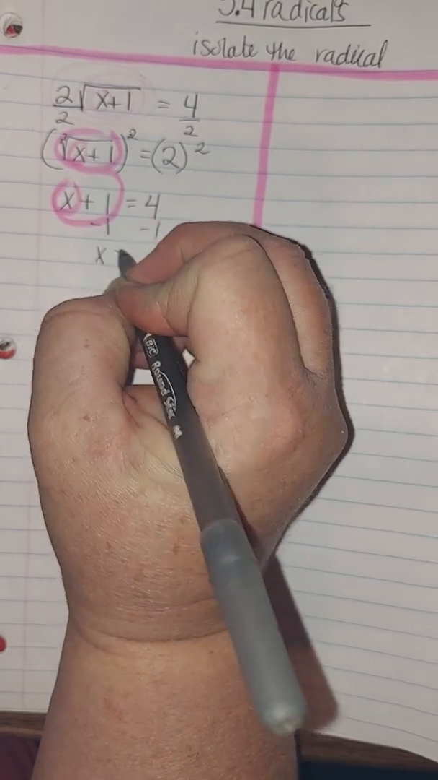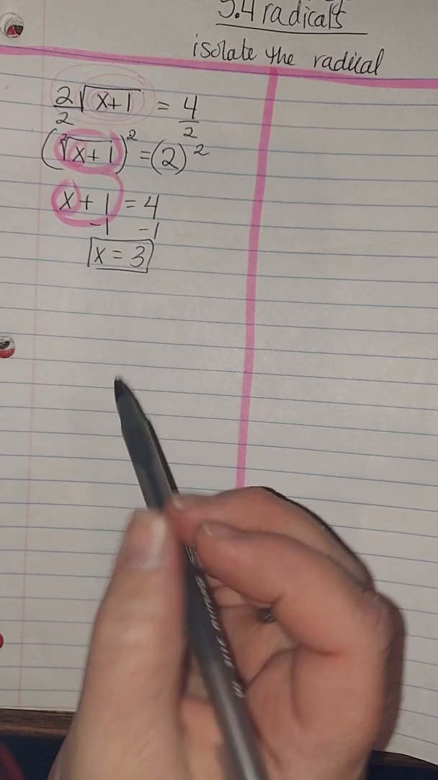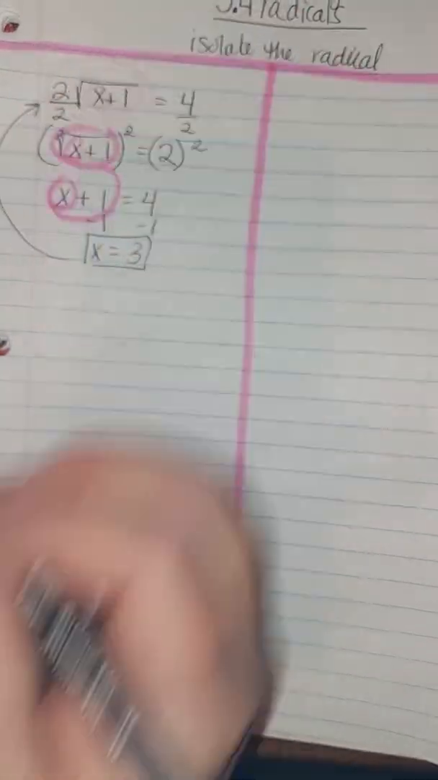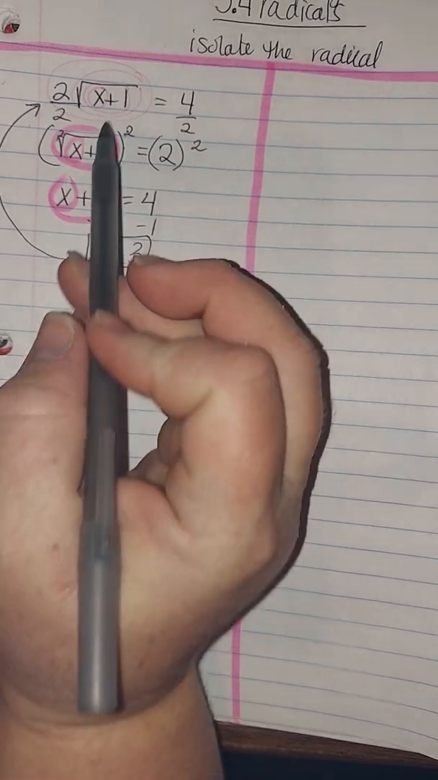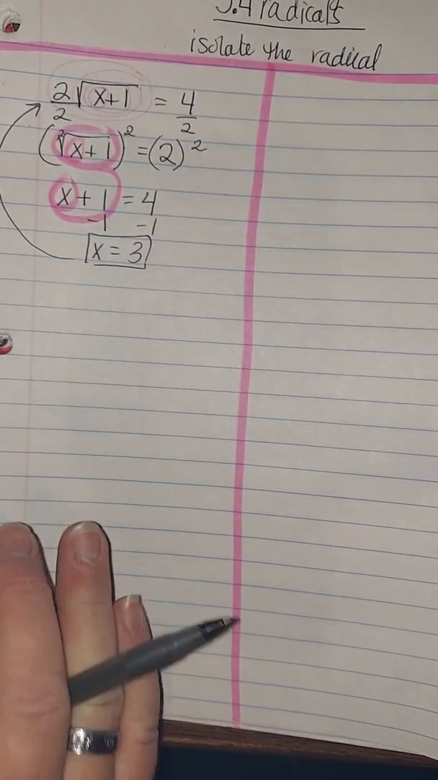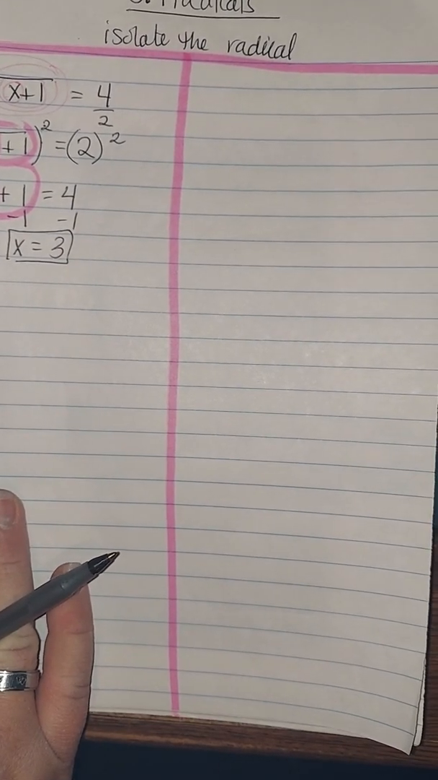Minus 1, and I get 3. Do a quick check. If I plug a 3 back into the square root, am I going to get a negative inside the square root? Because we have to watch. Sometimes we might get extraneous answers.